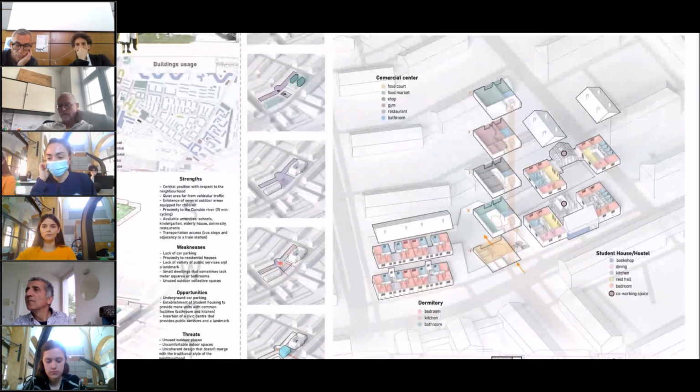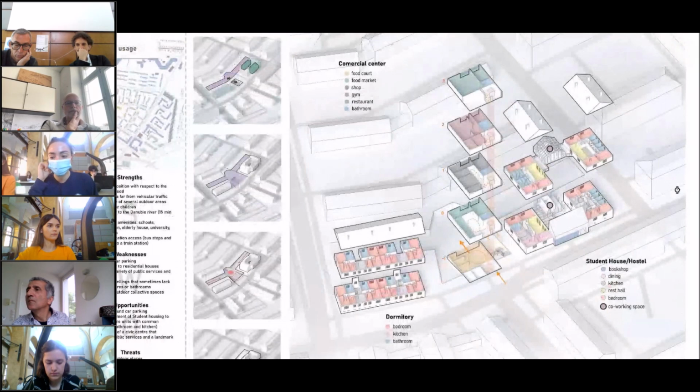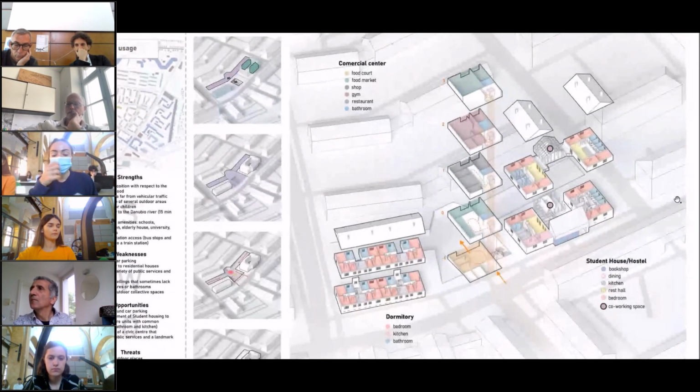There are going to be two types of room, one to share, so a room for two students, or just for one student, and then common facilities. So we are planning to insert common bathrooms, collective bathrooms, and also kitchens, to increase the feeling of being in a community.